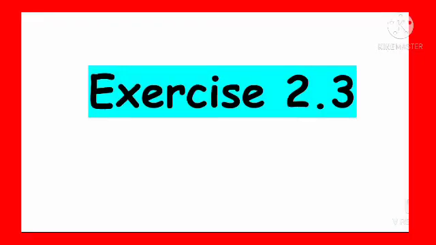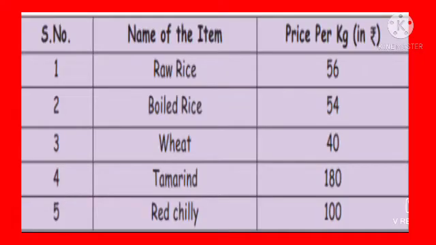Now, let us see exercise 2.3. First question, children, here a table is given. In the first column, serial number. In the second column, name of the item. And in the third column, price per kg in rupees are given. So by using these details, we have to frame questions. What else could you frame? Some more questions based on this table.